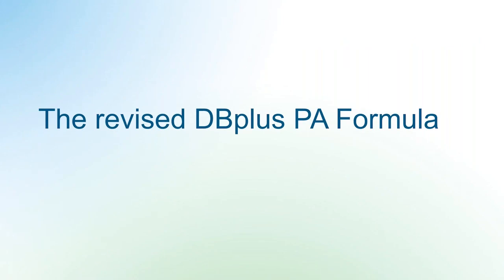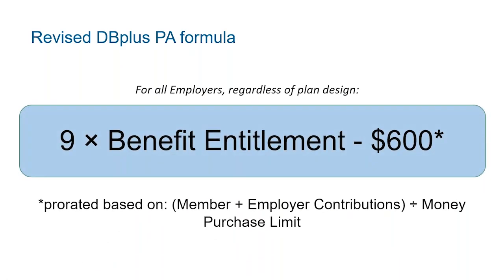This brings us to the revised DBplus PA formula. You will notice that the base calculation, 9 times the benefit entitlement minus $600, is exactly the same as the formula we have now. The only change is to introduce a new proration factor for the PA offset, just like we have for DB Prime, except for DBplus. The proration factor will be calculated by dividing member plus employer contributions by the money purchase limit of that year.